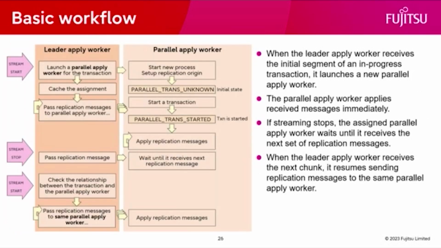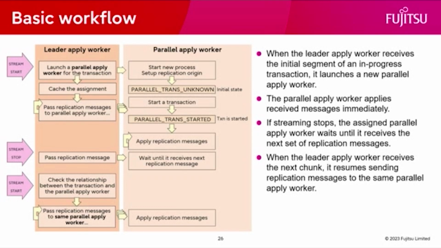Okay, next, I will explain the workflow detailing how processes handle in-progress transactions. The left side represents the leader, and the right side is the parallel apply worker. When the leader worker receives the initial chunk of an in-progress transaction, it launches a new parallel worker and assigns it to the given transaction. Then the leader sends a message to the parallel apply worker. The parallel worker then applies these messages immediately without waiting for anything.